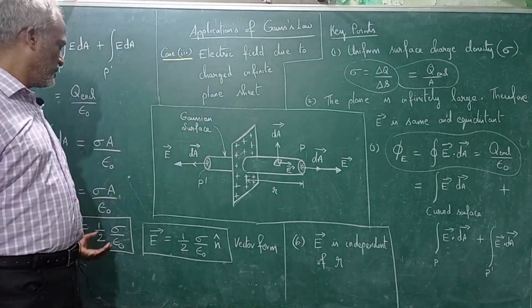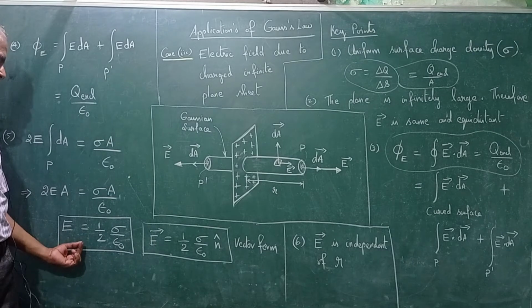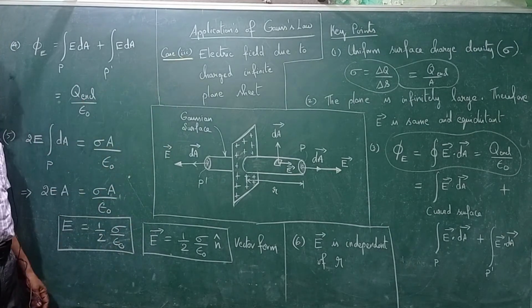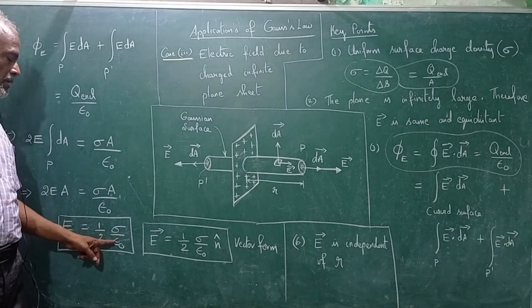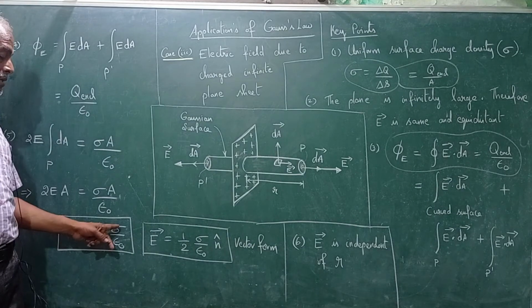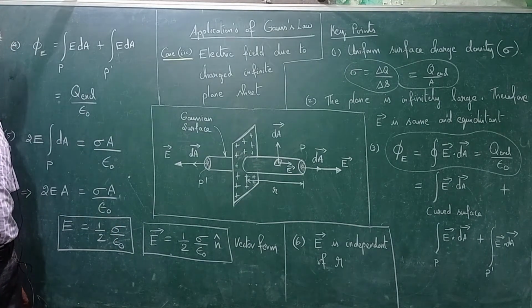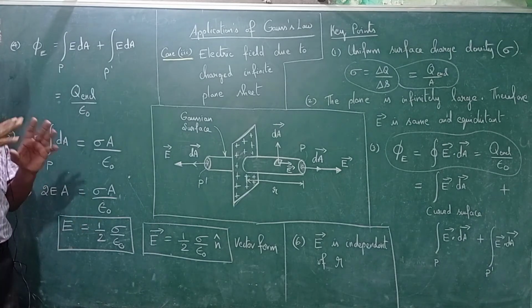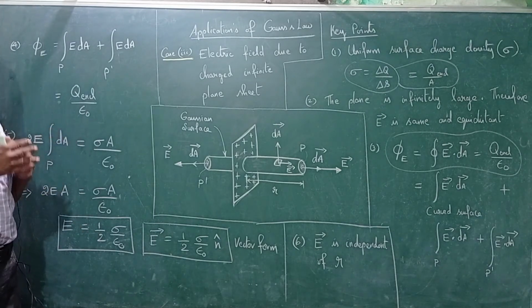Therefore, we arrive at this relation where the electric field is 1 by 2 sigma divided by epsilon naught, where sigma is the uniform surface charge density. That means the E field will vary only because of sigma. What is sigma now? Uniform surface charge density. See, it does not depend on the distance r.